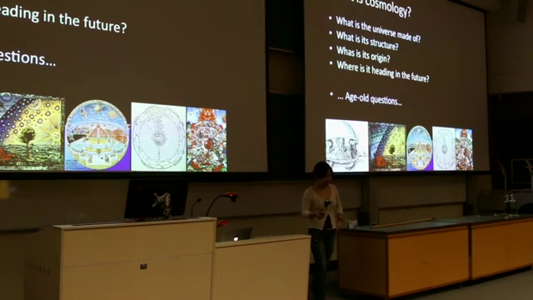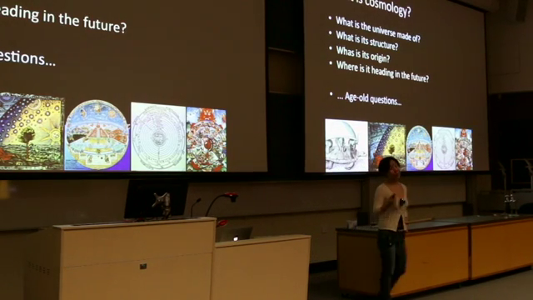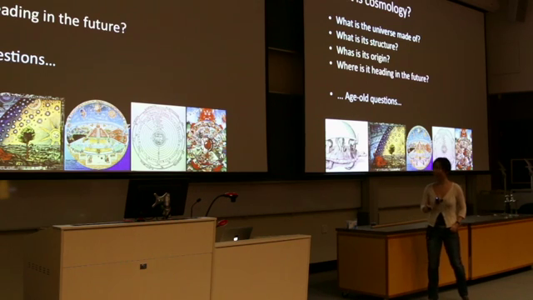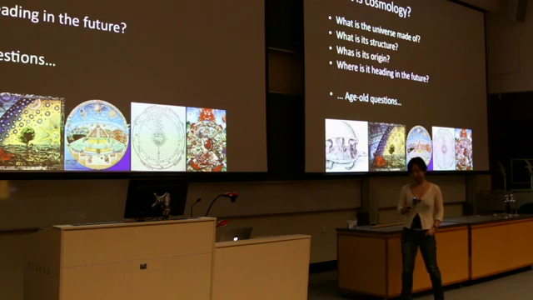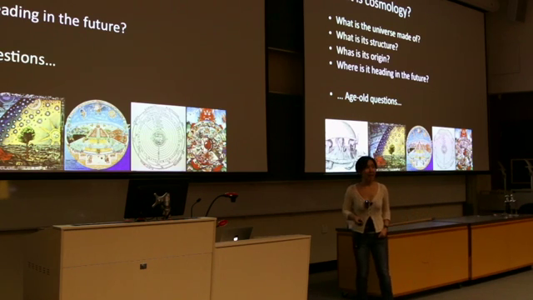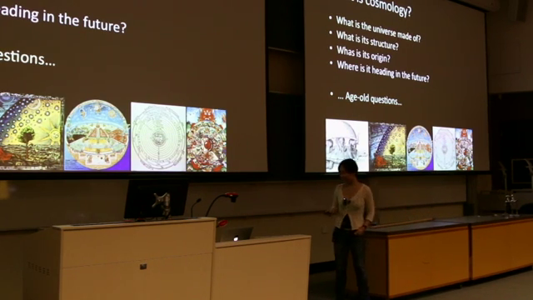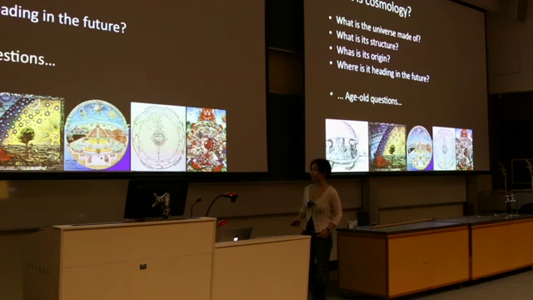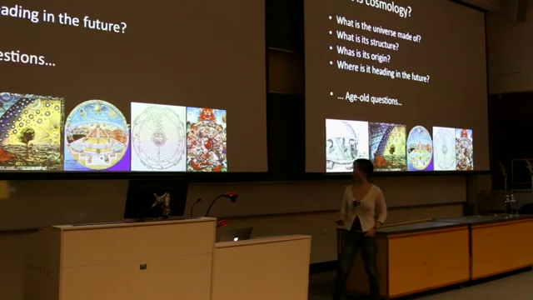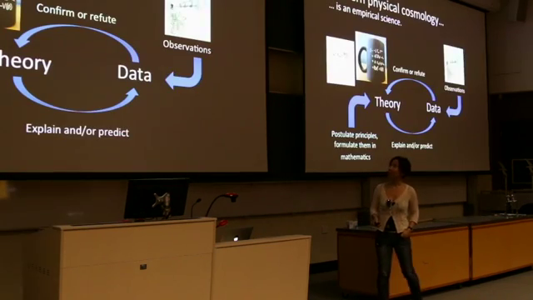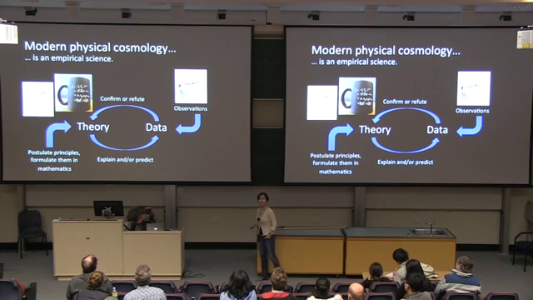So the study of cosmology is basically concerned with a number of things, like what is the universe made of, what is its structure, the origin, and where it's heading. Now obviously these are age-old questions, and many people in the past have attempted to answer them in one way or another. But when we talk about cosmology these days, in other words, modern physical cosmology, it's an empirical science.